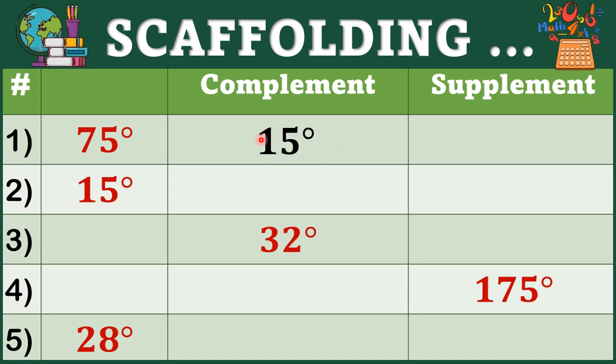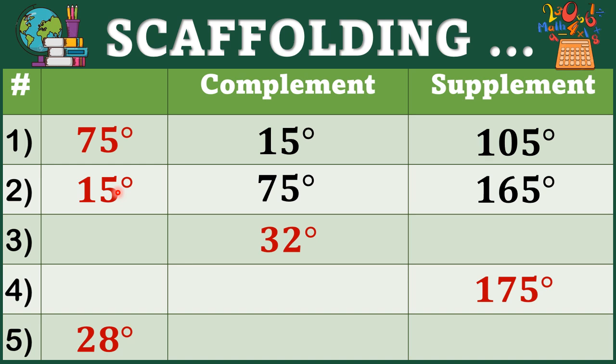Now, how about the supplement of 75 degrees? In the same manner, we're just going to subtract 75 degrees from 180 degrees. So, 180 minus 75, that would be 105 degrees. Same goes with number 2. We're going to subtract 15 degrees from 90 to find the complement, while to find its supplement, we subtract 15 degrees from 180 degrees. So that means we're going to have 165 degrees.